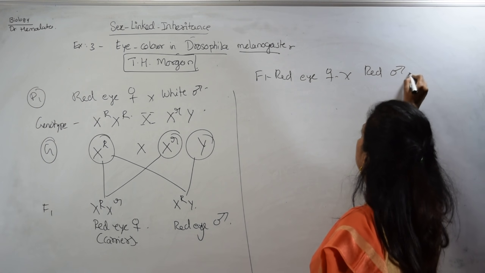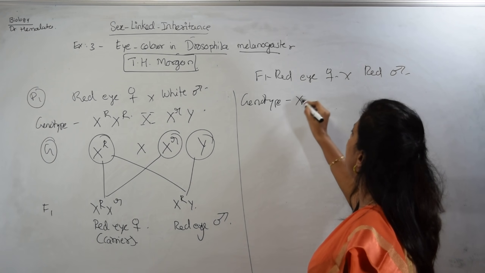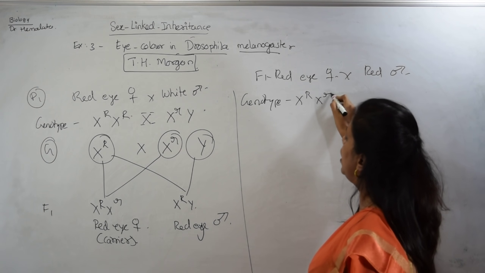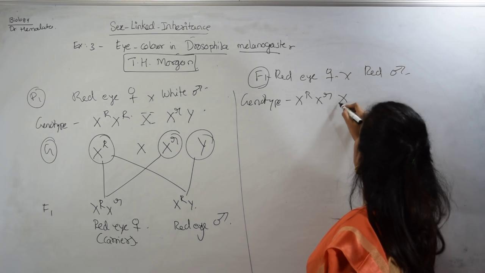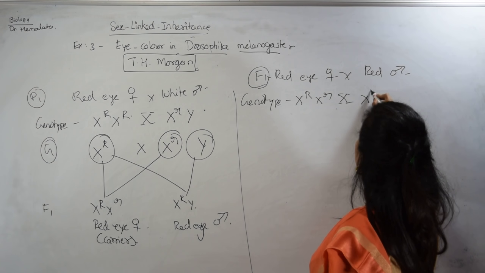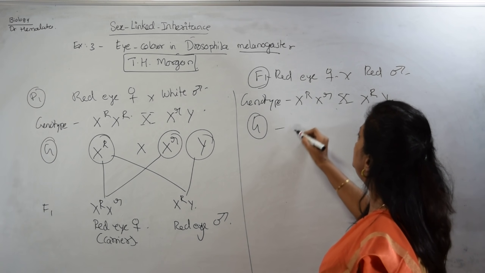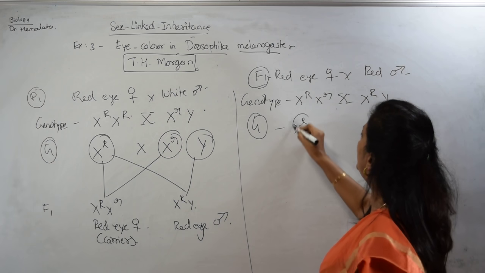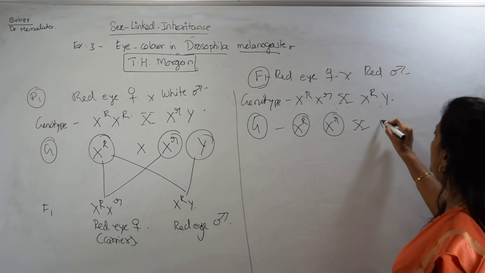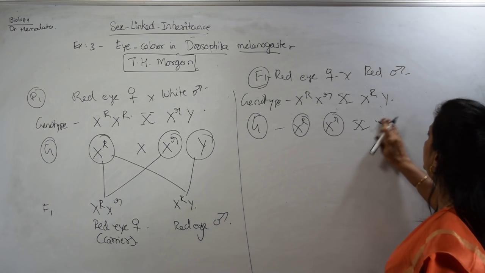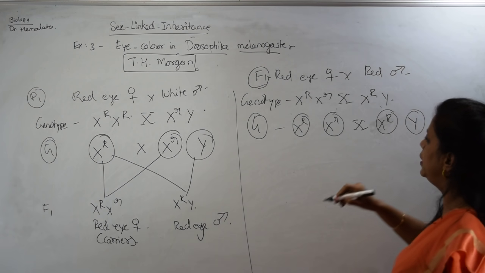a red-eyed male, what happens? Write the genotype: X capital R, X small r, that one I am taking. So remember, F1 I am taking, crossed with the red-eyed male, X capital R and Y. What is the gametic generation? This will produce X capital R one gamete, X small r one gamete, crossed with X capital R one gamete and Y as the other gamete.